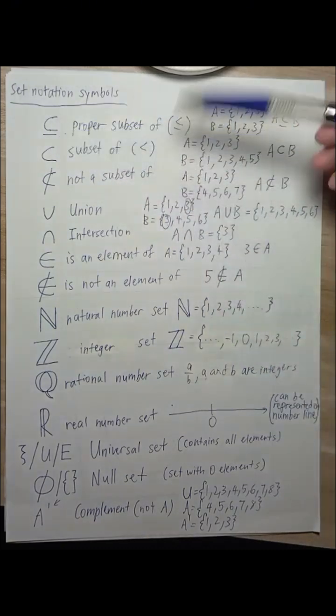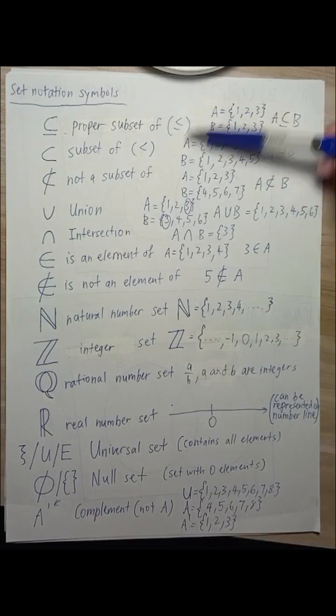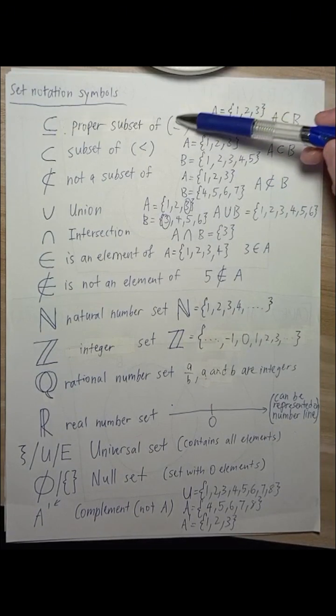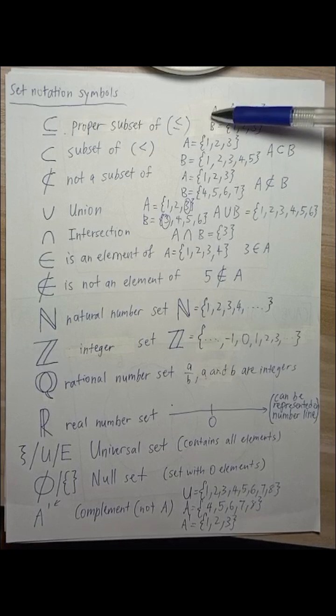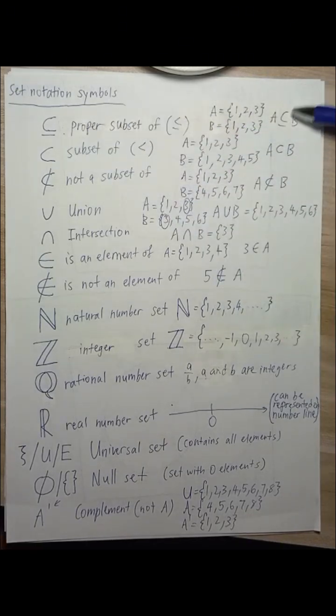Okay, so this symbol is like the proper subset of. So it is kind of like the inequality that is like lesser than or equals to. So if A has elements 1, 2, and 3, while B also has elements 1, 2, and 3 as well, you can say that A is a proper subset of B.